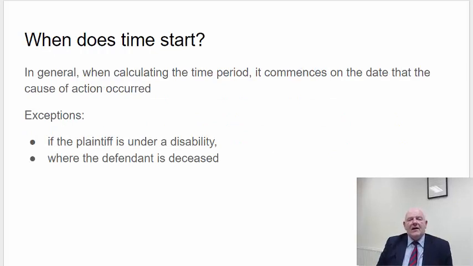So when does time begin to start running? In general, when calculating the time period, it commences on the date that the cause of action occurred. There are exceptions to this, however. If a plaintiff is under a disability, for example, the plaintiff may be in a hospital, may be a minor, or may have some other disability which prevents them from bringing a claim, they may fall into the category of exceptions which are allowed. Where the defendant is deceased, there's a different time limit allowed.